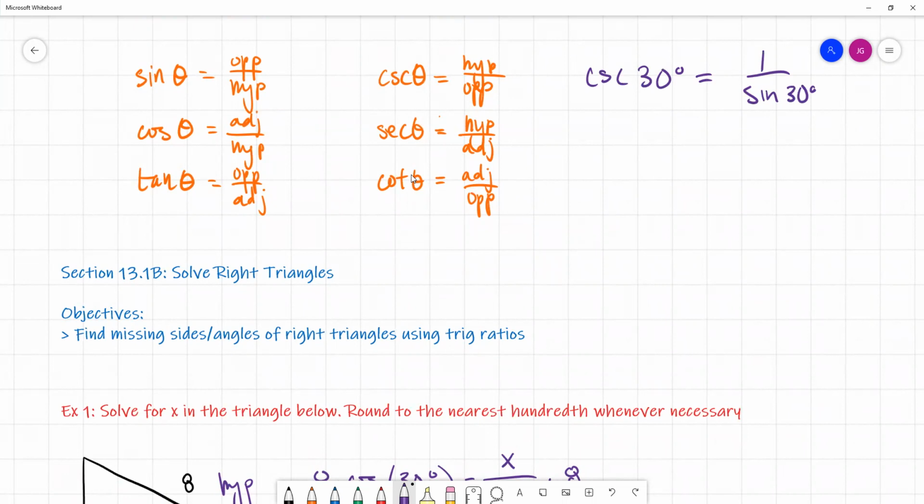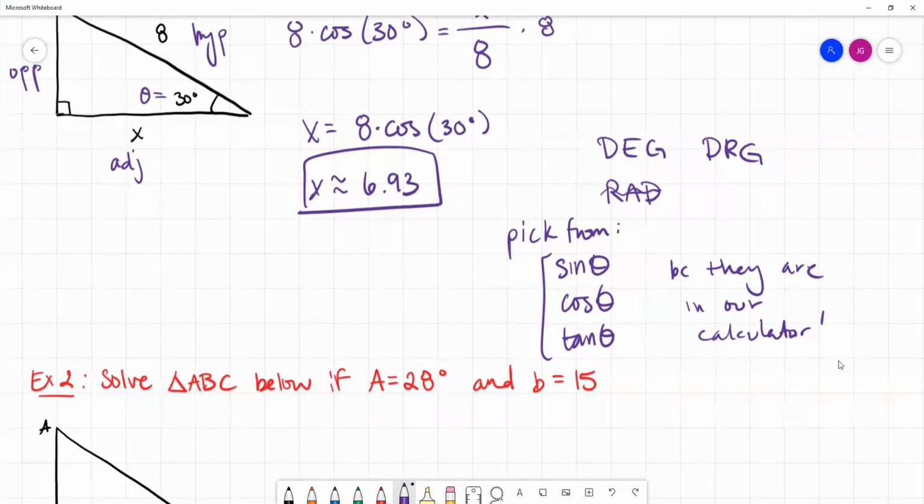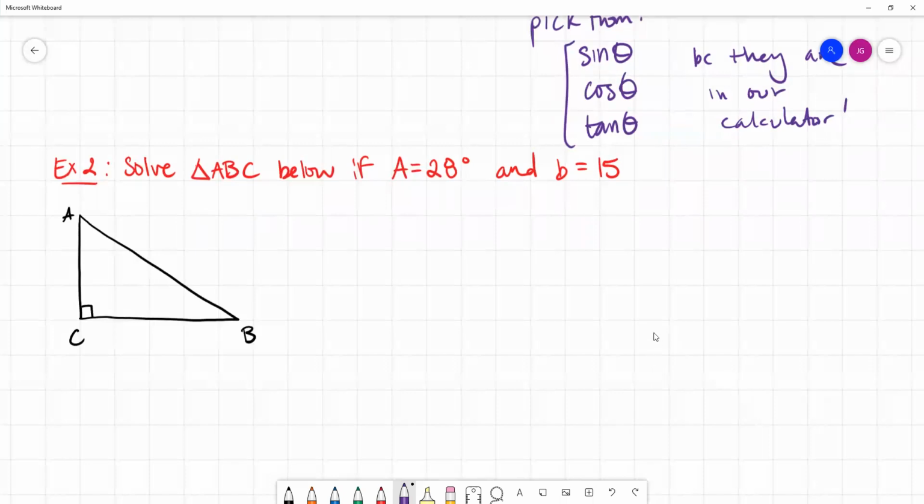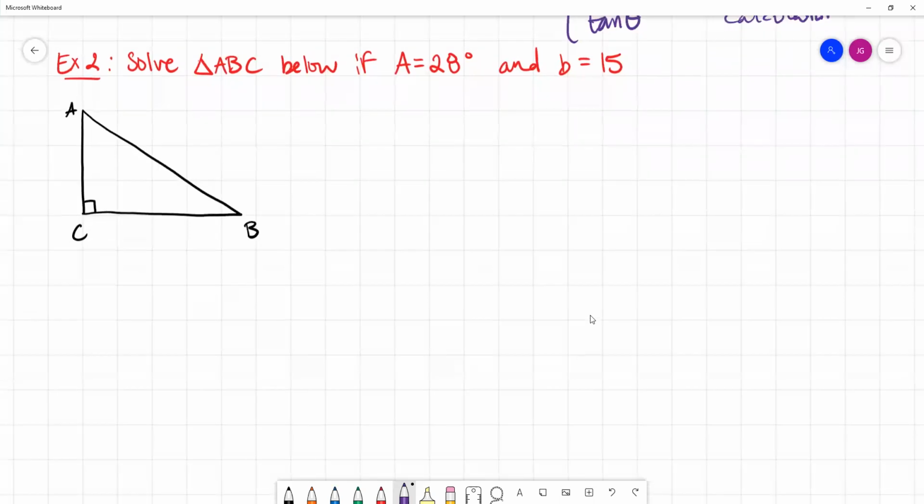And we will have to do this eventually, but for right now, we're going to focus on mainly knowing how to use the sine, cosine, and tangent because that is what's on our calculator. All right, so now let's go ahead and do one more example. Now we're going to solve triangle ABC below if capital A is 28 degrees and lowercase b is 15. Okay, so let's talk a little bit about what this problem means.